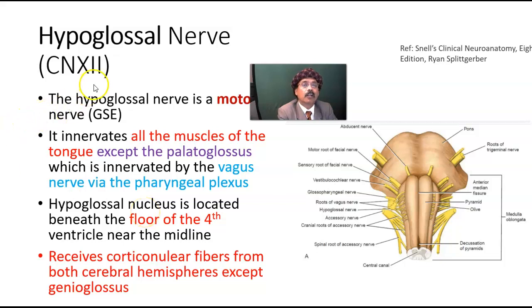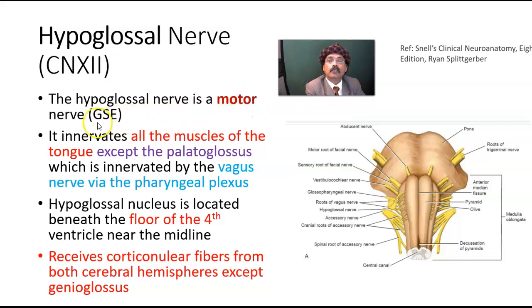Today I will discuss the neuroanatomy of the hypoglossal nerve. The hypoglossal nerve is also called the 12th cranial nerve. This is a motor nerve. It is GSE, general somatic efferent. Efferent means motor, somatic, it is supplying the skeletal muscle of the tongue. So it is a general somatic efferent nerve.